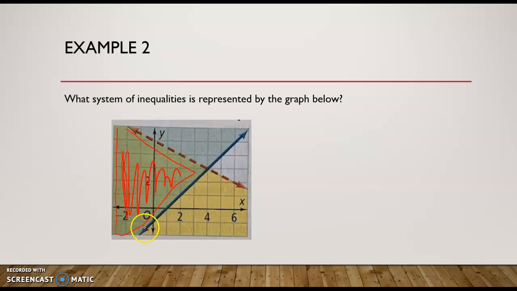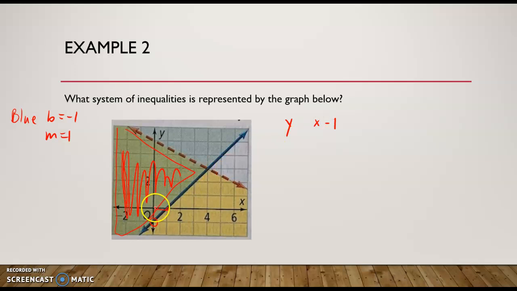Again, we're writing equations. So like here, I know that for the blue line, my B is -1, and I need to find my M. This is a very good spot right here. Up 1 over 1, M is +1. So I know I have a Y with a 1x minus 1.